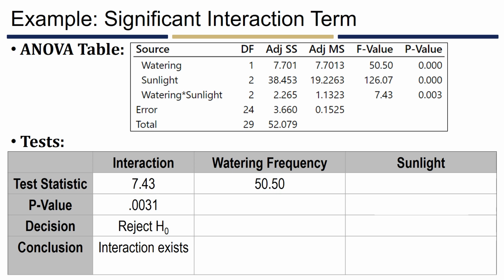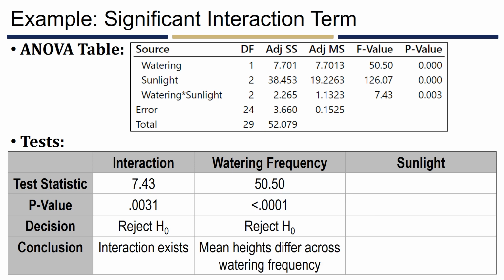For watering frequency, we have a test stat of 50.5, which gives us a p-value that's less than 0.0001. We'll again reject the null hypothesis and conclude that the average heights of these plants do differ across different watering frequencies.